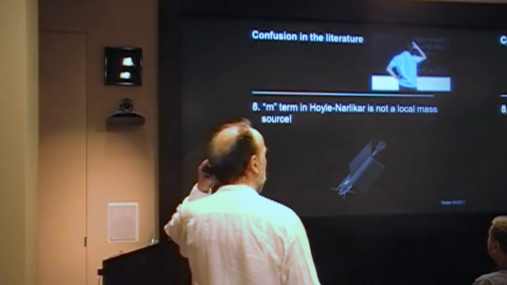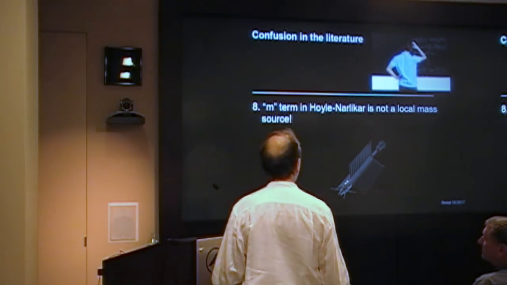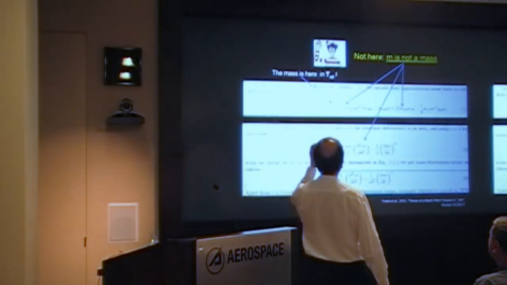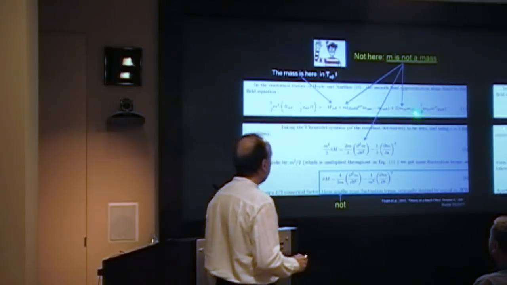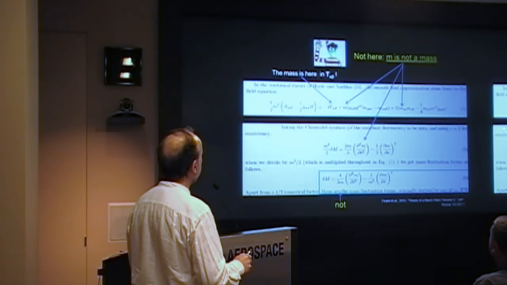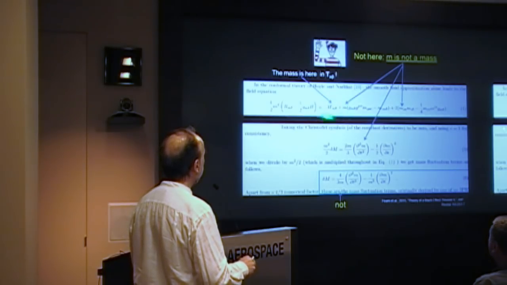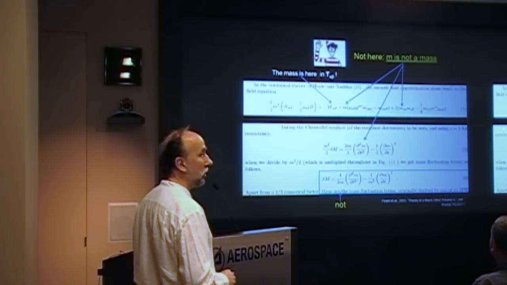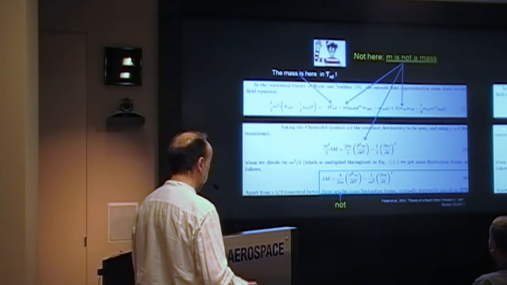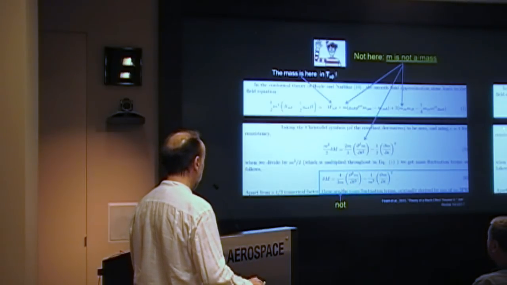But then I went to look into this, and no, that's not the local source mass at all. It is not the local source mass. If you go into Hoyle-Narlikar theory, again, where is the mass? The mass is here in T, in the stress energy density tensor. It is not here. This little m is not mass. And therefore, these are not exactly what Jim derived.